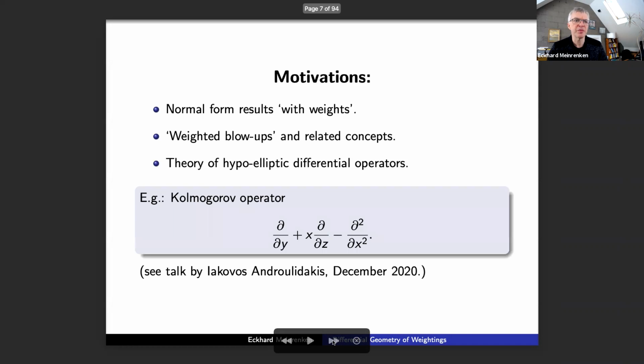Last December, there was a talk by Iakovos Androulidakis, who talked about hypoelliptic differential operators, and in particular this so-called Kolmogorov operator. This Kolmogorov operator is an example of a hypoelliptic differential operator which is of mixed degrees, but it becomes of degree 2, or for me it would rather be of degree -2, if you assign weights. So if you say x has weight 1, y has weight 2, z has weight 3, then this would be of weight -2. So it's like a second order differential operator in this weighted world.